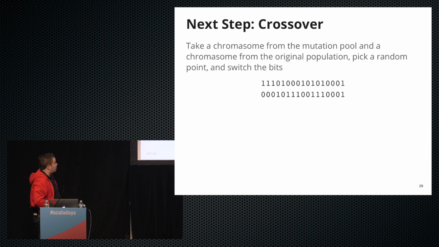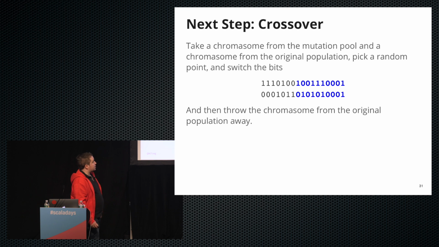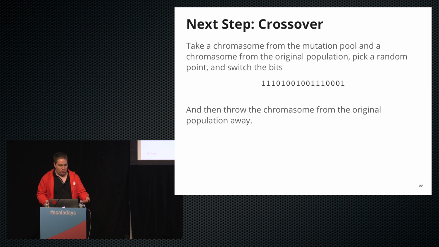We've got a couple of chromosomes. We just pick some random point along the string, and then we flip these bits around. You can see we're just flipping them. And then we don't care about the one from the original pool. We're only now looking at the mutation pool. This is what we selected for based on the weight. And so the ones with a higher weighting should have had a higher chance of getting into this pool. So we can just throw that one away. And now we've got a new chromosome.